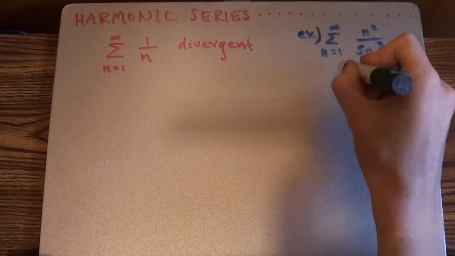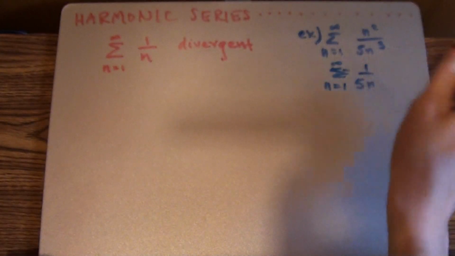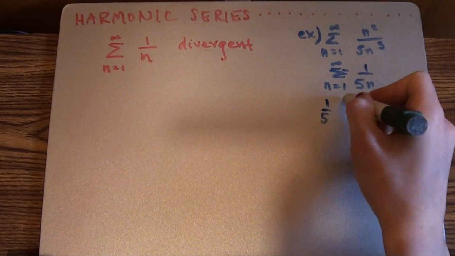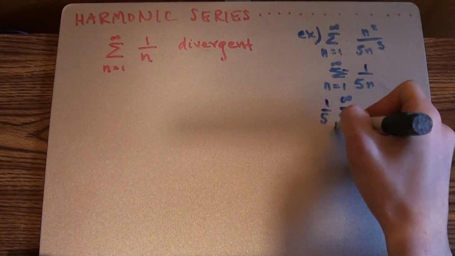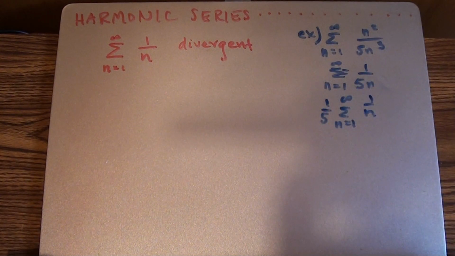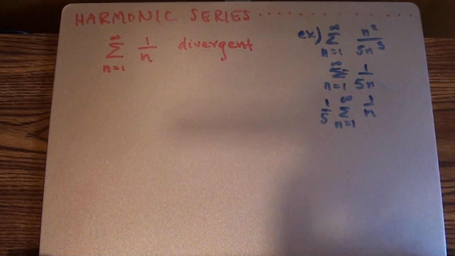And because this is a series, right, we have infinity, n equals 1. We can pull our 1/5 out in front. And we see that all we're left with is 1 over n. So any series that can be rewritten as 1 over n is a harmonic series. So you have to keep your eye out for things that could be of the form 1 over n.